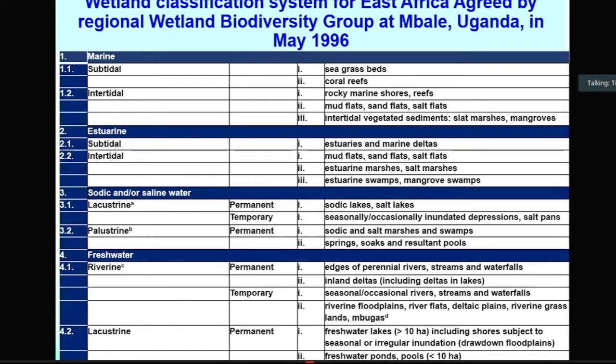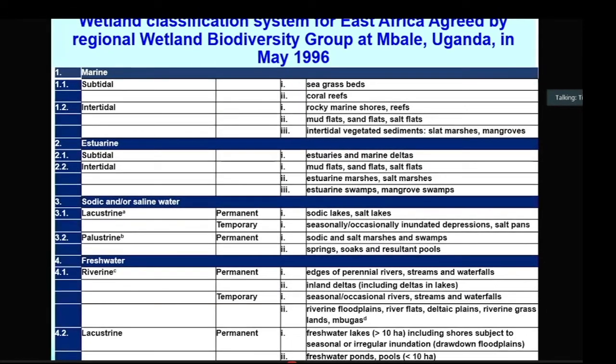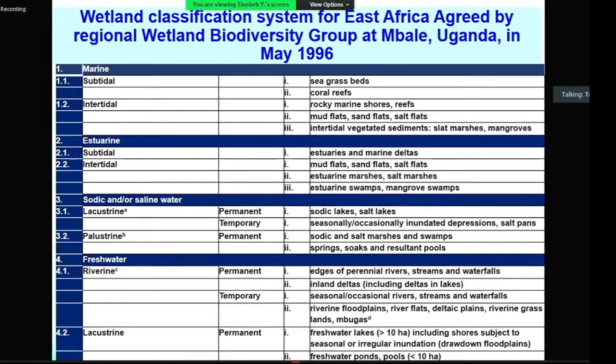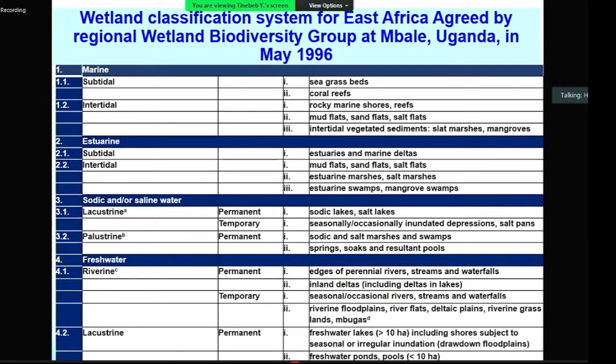The third one, which is sodic and/or saline water, has subcategories of lacustrine and palustrine. It also has a second subcategory, which is permanent and temporary. You could see some wetlands are seasonal. We have seen that in the definition of wetland, but some of them are permanent. So in the Eastern African classification of wetland, they try to classify according to the seasonal types. That's why it comes to permanent and temporary.